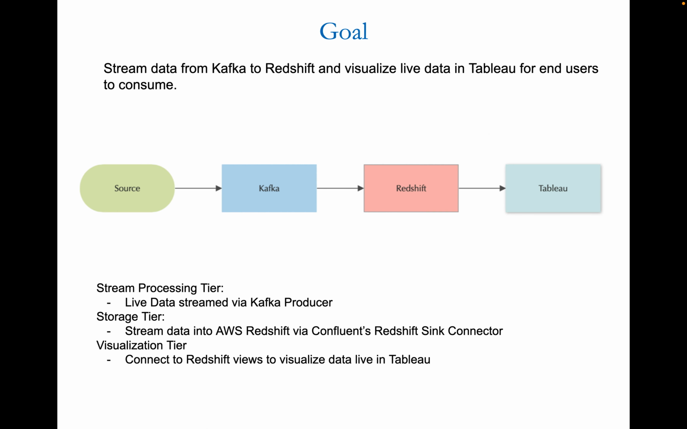So the goal for this project is to stream data via Kafka into Redshift and visualize live data in Tableau for end users to consume. We're going to start with a stream processing tier that's going to stream the data in Kafka. Then we're going to go to a storage tier, which is going to store the data that is streamed via AWS and Confluent's Redshift sync connector. And lastly, we are going to visualize the data by creating views and bringing those views into Tableau.